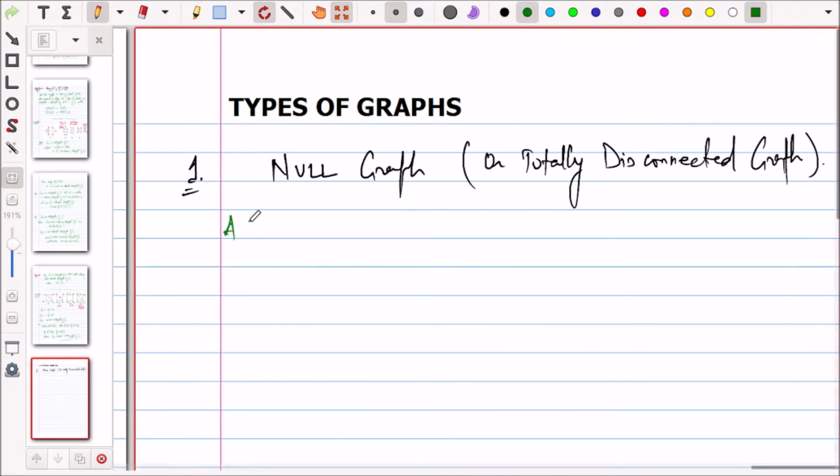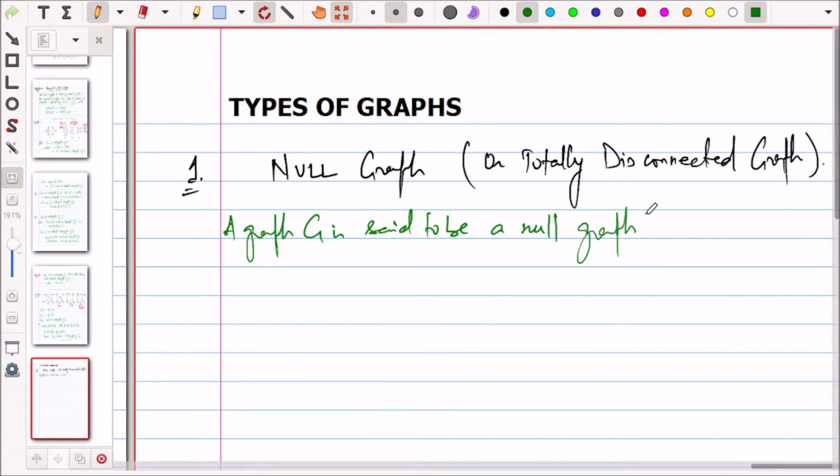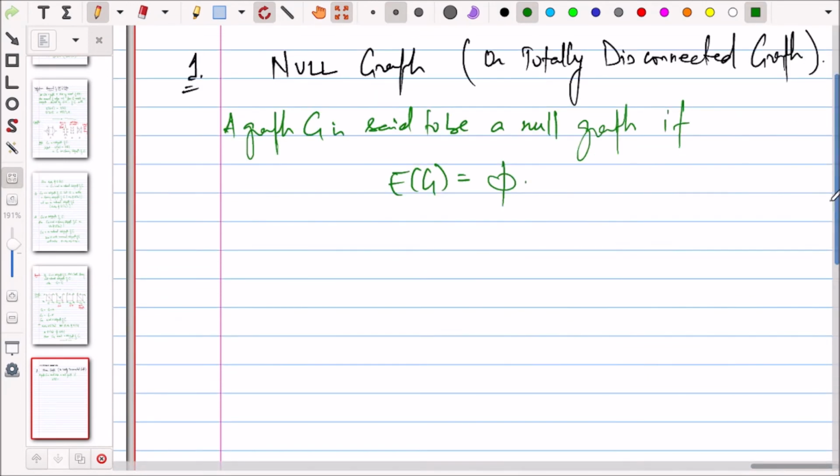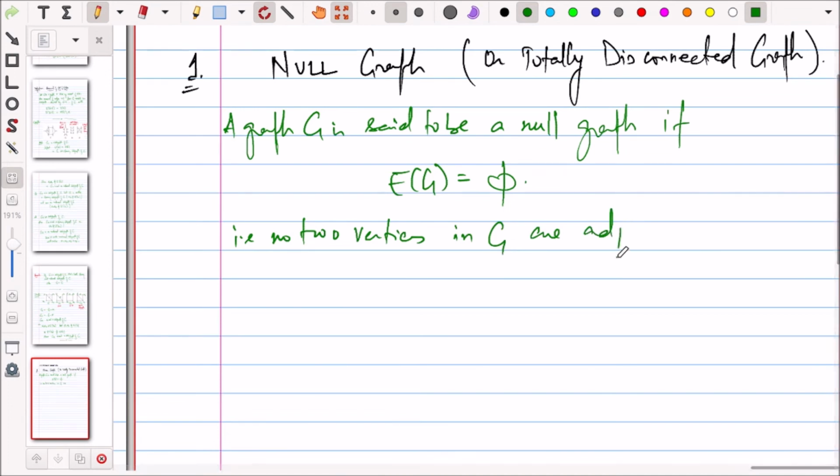क्या होनी चाहिए definition? A graph G is said to be a null graph if EG is equal to phi. That is, no two vertices in G are adjacent. ठीक है, VG कुछ भी हो, but EG is phi. Okay, so there is no edge in the graph.